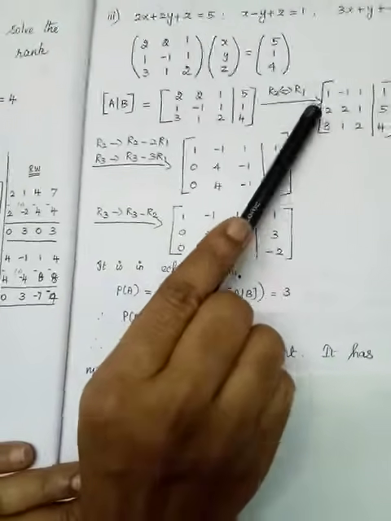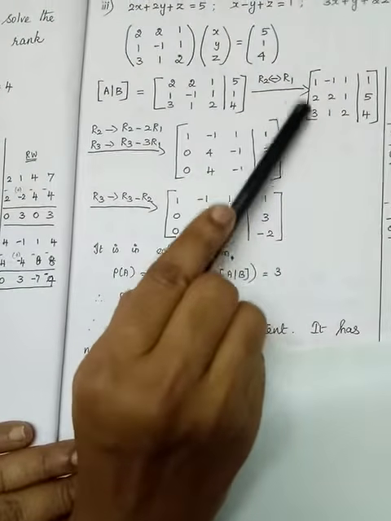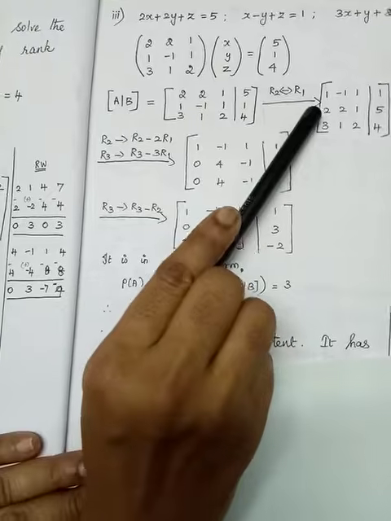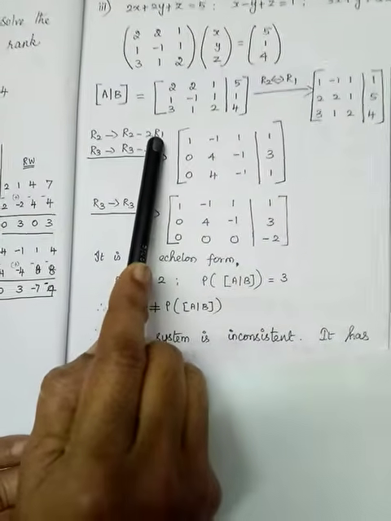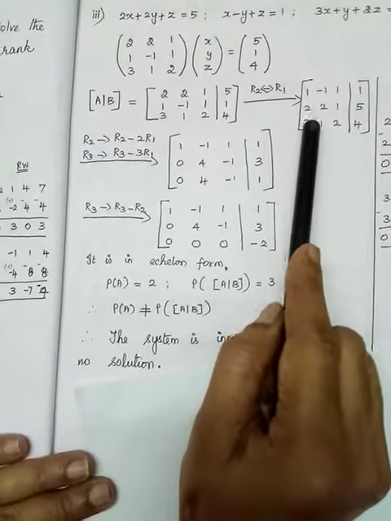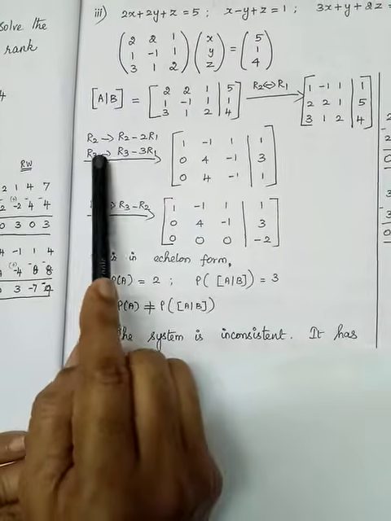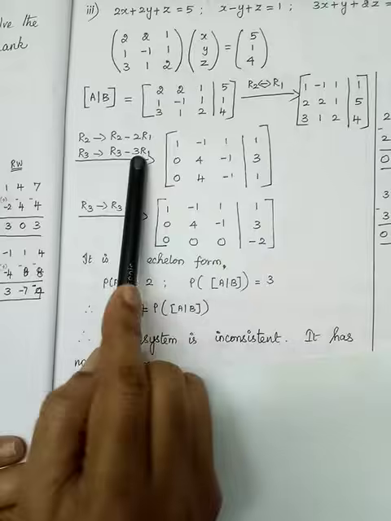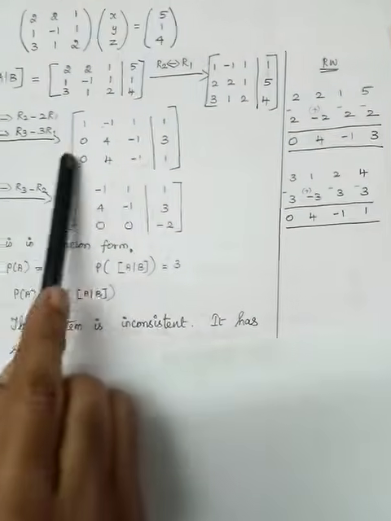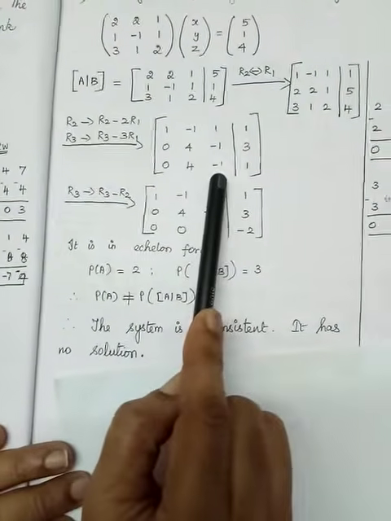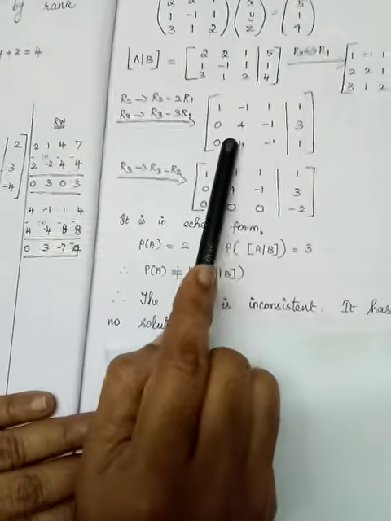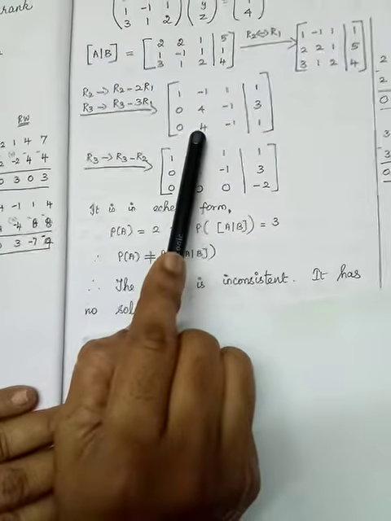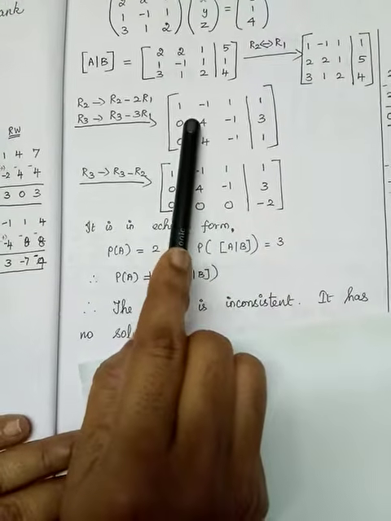Look at this. We have to make these two elements 0. What transformation do you have to use here? R2 implies R2 minus 2R1. To make this element 0, R3 implies R3 minus 3R1. I have done the rough work, so here you are getting this answer. It is not in echelon form. So you have to make this 4 as 0. Here also 4, here also 4.